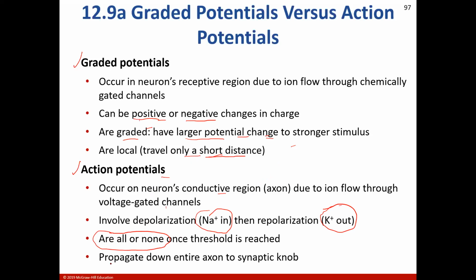An action potential will propagate, it has to propagate all the way down from the initial segment or trigger zone to the synaptic knob where the neurotransmitters are stored. And the synaptic knob is where the voltage-gated calcium channels are. So remember calcium at the synaptic knob.